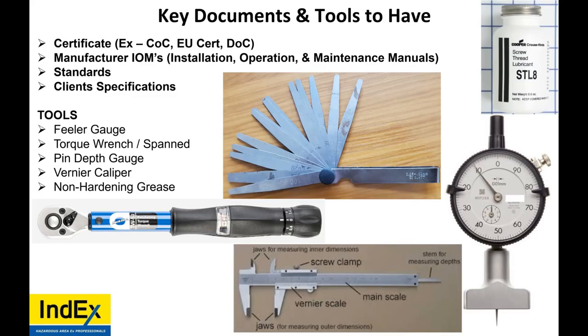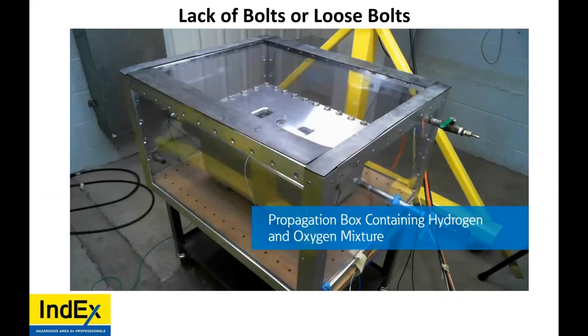Cooper Crouse-Hinds STL, standard thread lubricant. It's lithium based, so it's got a high dielectric strength. It actually gives you continuity between your cover and your enclosure. Non-hardening, increases your rain tightness, doesn't increase your IP rating. It assists it. I put it on the bolts, the cover, and the threads of the gland.